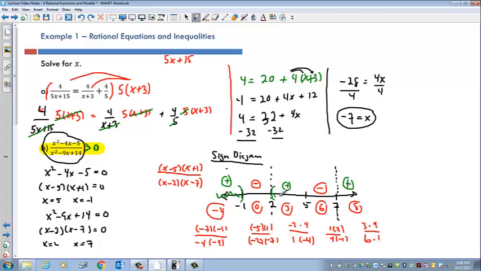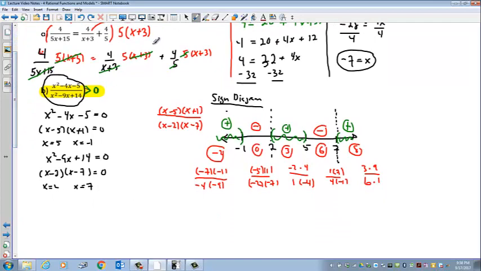Then all this stuff between 2 and 5. And all this stuff to the left of 7. So when we go to write this down, what's it going to look like? So it'll look like this. It'll look like negative infinity to negative 1, union 2 to 5, and then union 7 to infinity.